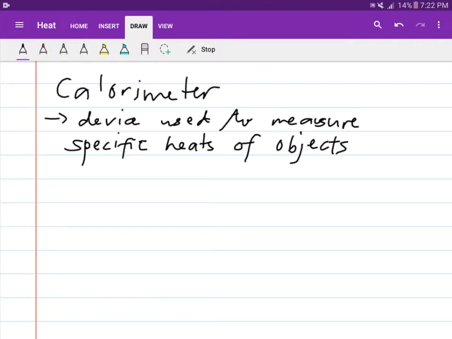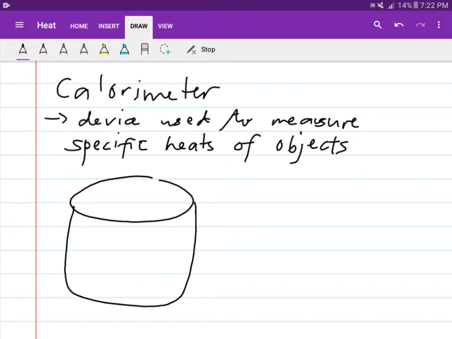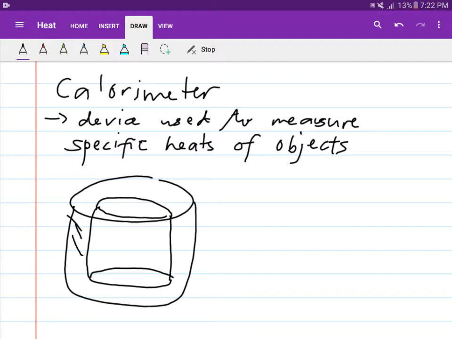So, for example, here you want it to be closed. So this layer insulates the system from the environment, and you have a thermometer here to record the temperature.